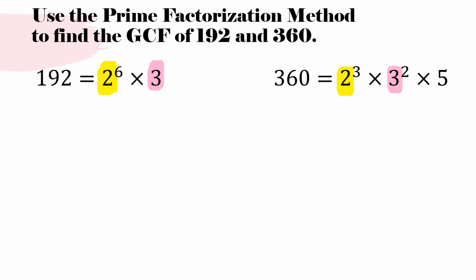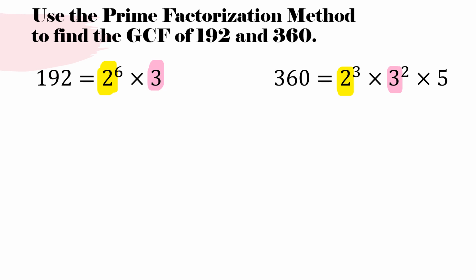All right, so look at the 2. How many 2's do they have in common? They both have 3 2's. And how many 3's do they have in common? They have 1 3 in common. So we're looking at the exponents there to figure out how many 2's they have in common and how many 3's they have in common.